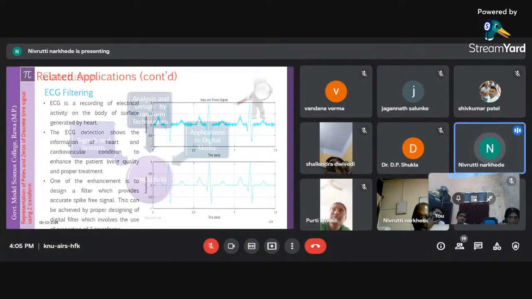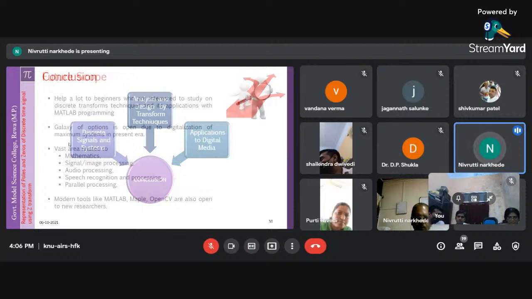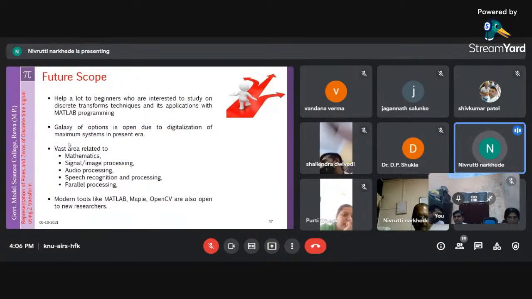And this is the conclusion: how discrete signals and systems can undergo analysis and design by using mathematical transform techniques. And after that, we go to the applications in digital media. So that is the conclusion. And there is a lot of future scope. A galaxy of options is open due to digitalization of most systems of the present era. And the areas are mathematics, signal processing, audio processing, speech processing, parallel processing, etc.